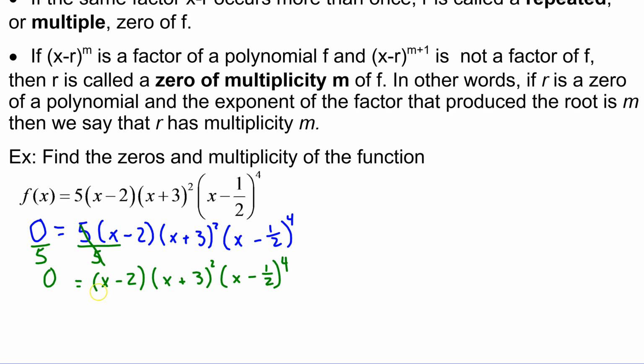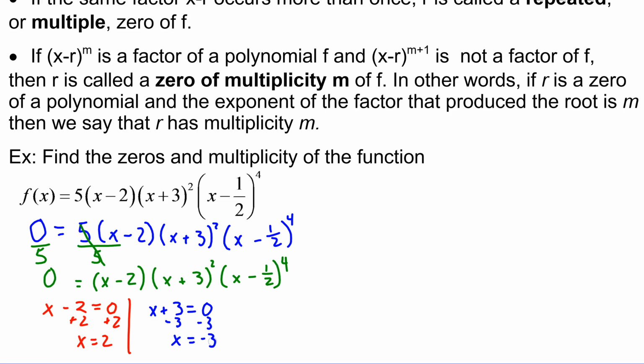So I'm going to go ahead and take each of these factors and set them equal to 0 and solve. So I get one zero at x equals 2. Now the next zero has a power of 2 on it. And I could write x plus 3 in parentheses squared, and then square root both sides. But that's still going to get me x plus 3 equals 0 because the square root of 0 is 0. So we can ignore any powers if they occur on our zeros because they don't affect the solution that we get.